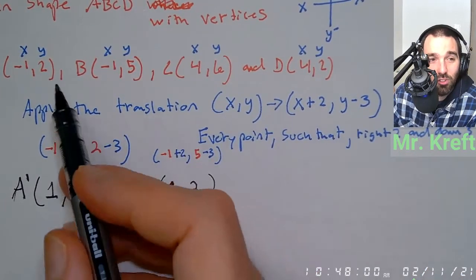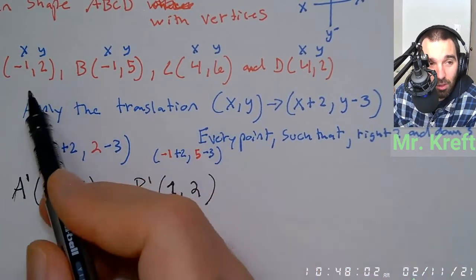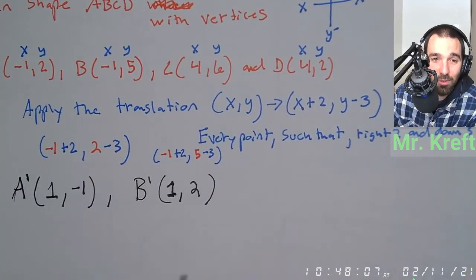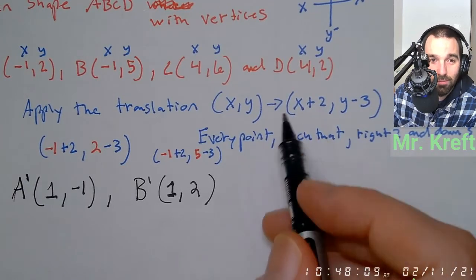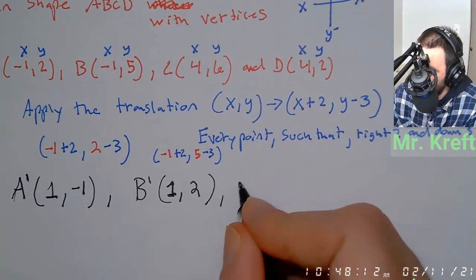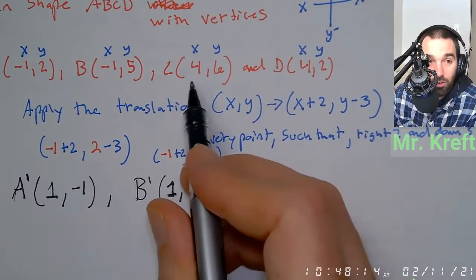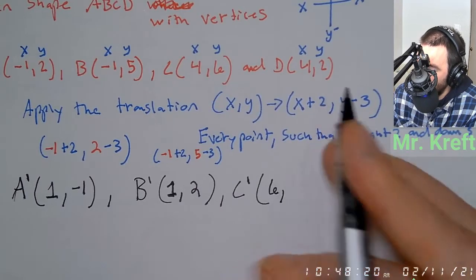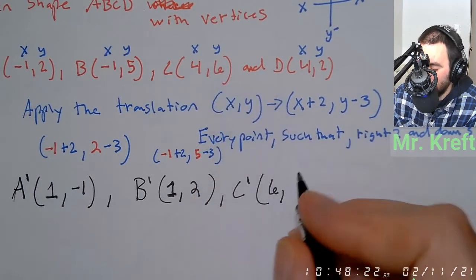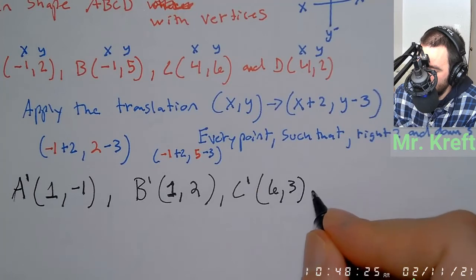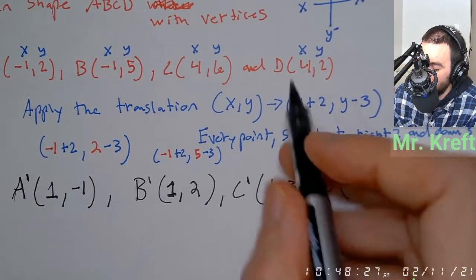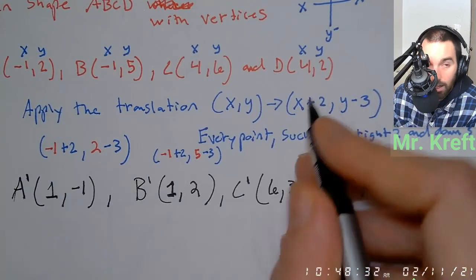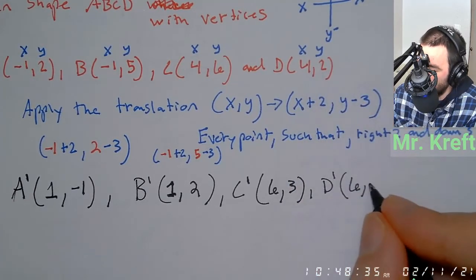Okay, so that's how this formula works. You just take, and that's what they're saying, every point, and move it right 2 and down 3. So I can really easily do the rest of these. I'm going to be adding 2 to my X, so that's 6, and subtracting 3 from my Y, so that's 3. And then for my D prime, I'm going to be adding 2 to my X and subtracting 3 from my Y.